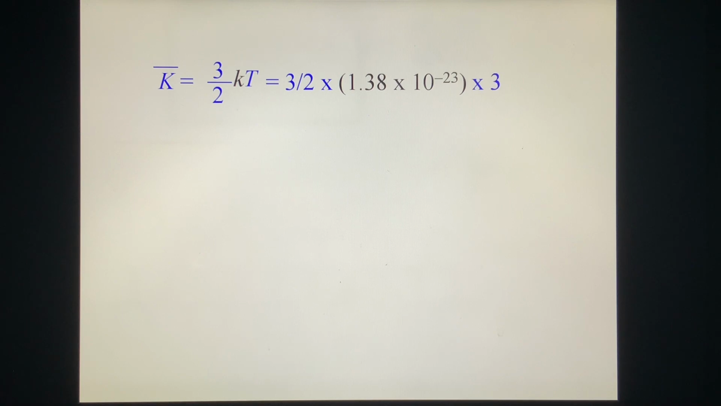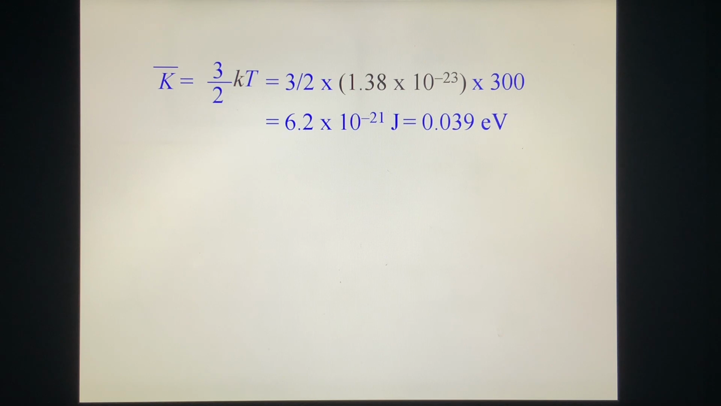We'll calculate this one first. This is the average energy of a molecule. We put everything inside, okay, we get a small number, 6.2 times 10 to the minus 21 joule.